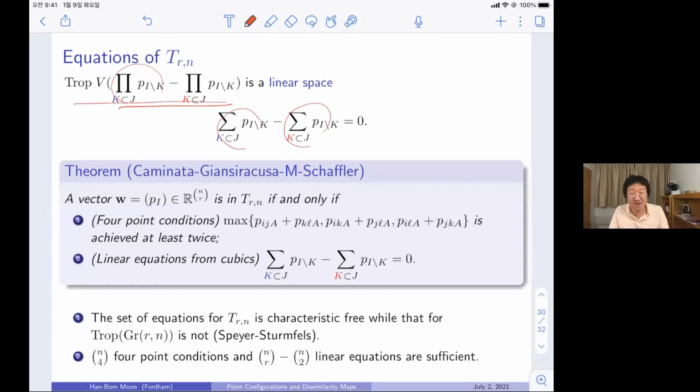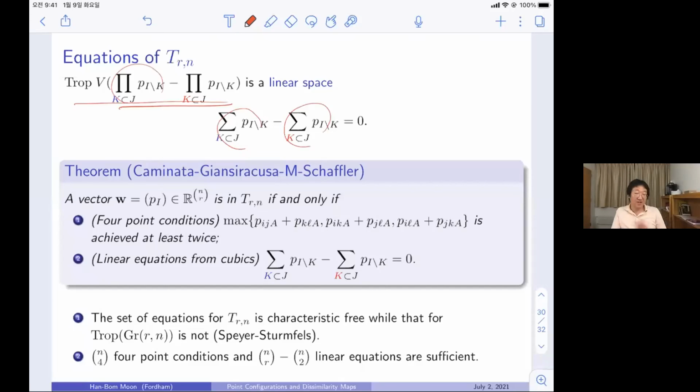So let me rephrase the theorem again. Now we do have a complete set of defining equations. A vector W is in the image of weighted R dissimilarity map if and only if it satisfies 4-point conditions and it satisfies linear equations from cubics. So the number of equations is large, but we can check that n choose 4 point conditions and n choose R minus 1 choose 2 linear equations are sufficient. This is a matter of computation.